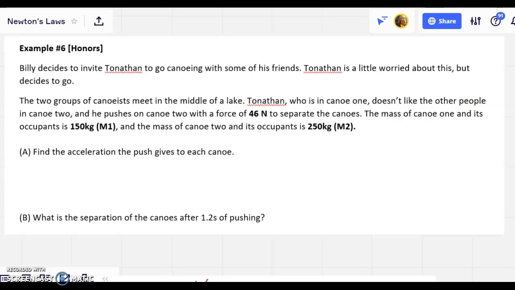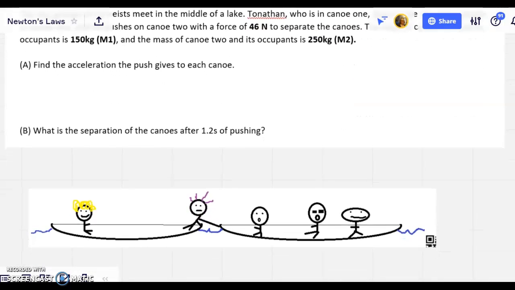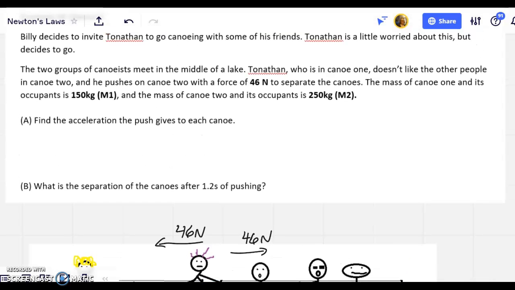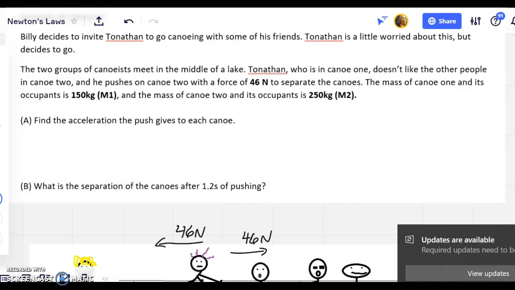We have Jonathan's canoe. Let me scroll down and show you this picture. You have canoe 1 right here and canoe 2 right here. As he pushes that canoe that direction with 46 newtons of force, he is also pushing his canoe the other direction with 46 newtons of force. So both canoes are going to move. If we come back up here, first we have to find the acceleration of each canoe.